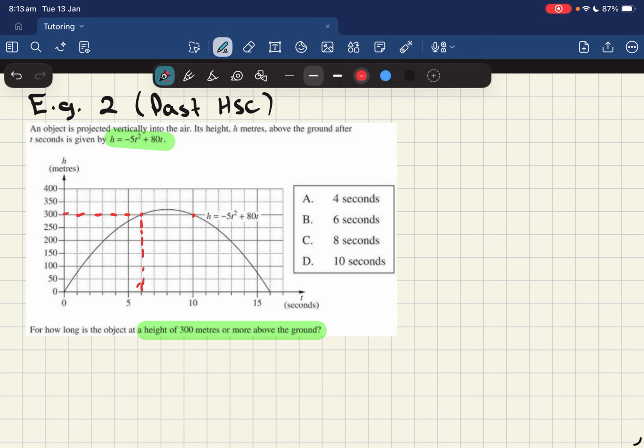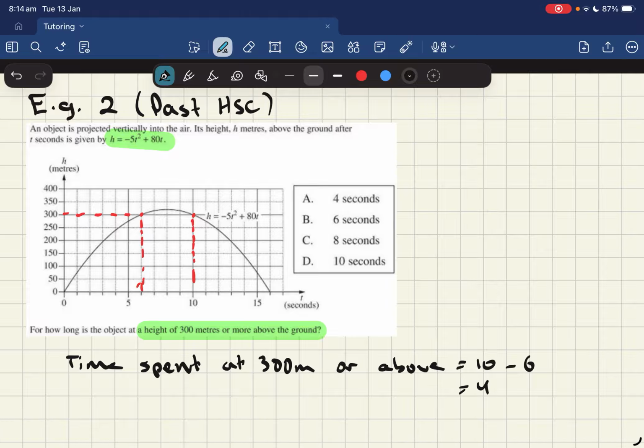This part is when it goes back to 300 meters, and we can see that that happens at 10 seconds. So from 6 to 10 seconds, this is above the ground. So the time spent at 300 meters or above is 10 minus 6, which equals 4 seconds. So we have the answer to part A here.